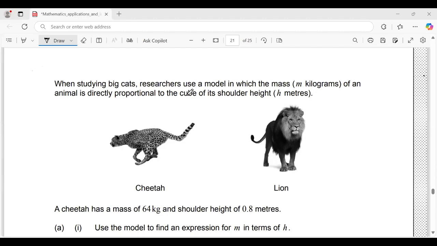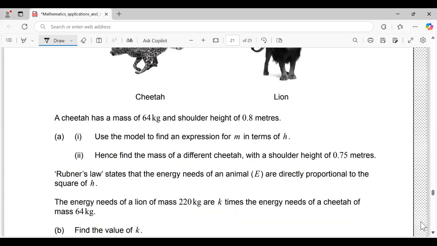When studying big cats, researchers use a model in which the mass m kilograms of an animal is directly proportional to the cube of its shoulder height h, the unit in meters. A cheetah has a mass of 64 kg and a shoulder height of 0.8 meters. Use the model to find an expression for m in terms of h.